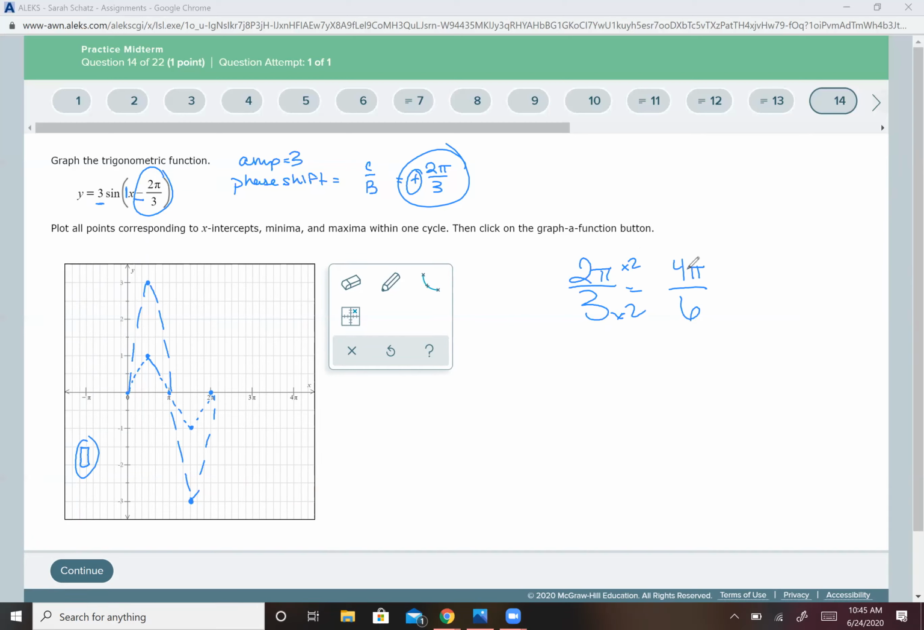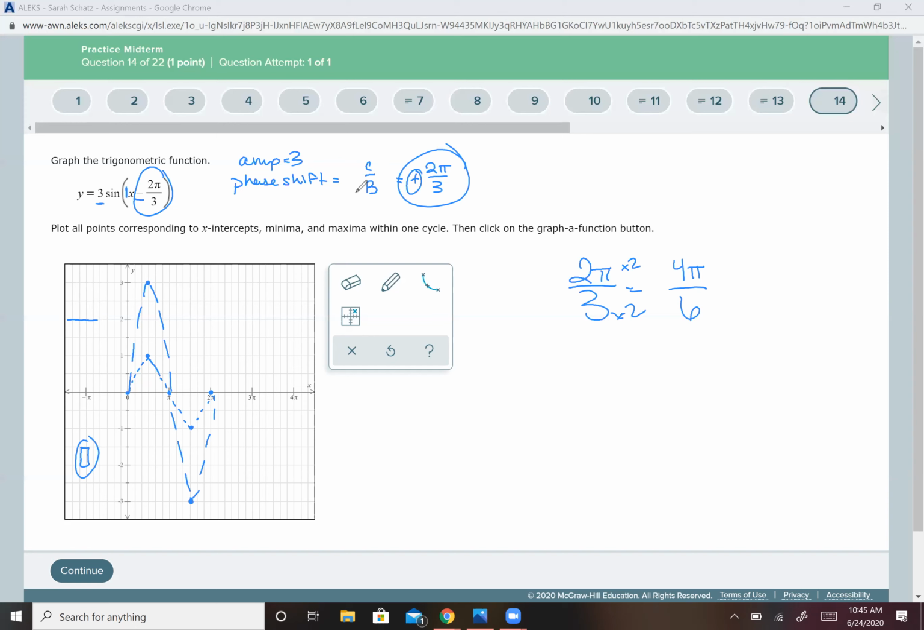Okay, sorry guys. So 4 pi over 6, that means every time I want to move over 2 pi over 3 units to the right, I have to go 4 pi over 6 units. So I have to go 4 of these squares.